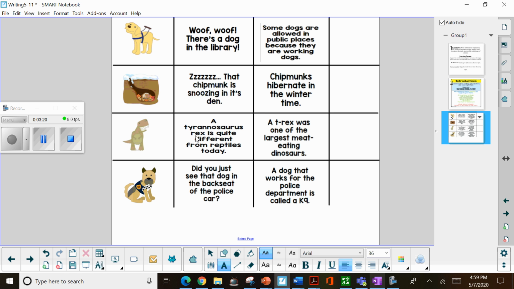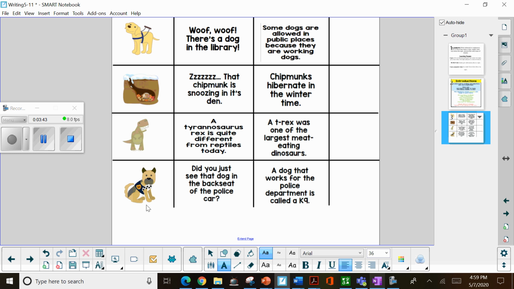For the dinosaur, "A Tyrannosaurus Rex is quite different from reptiles today." So we're going to learn ways that the Tyrannosaurus Rex is different from reptiles of today. And then, "A T-Rex was one of the largest meat-eating dinosaurs." That's one of those fun facts that we were talking about before.